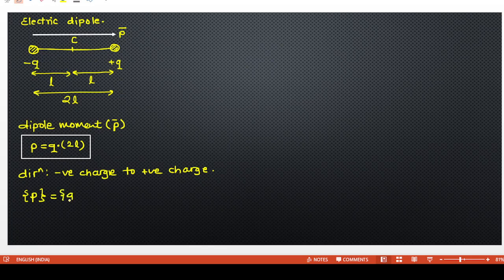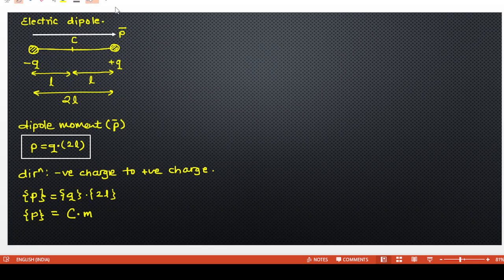Unit of charge multiplied by unit of separation. Charge unit is coulomb and separation unit is meter. So it is coulomb meter. Don't write small c. If you write small c, you will read it as centimeter. No, it is not centimeter, it is coulomb meter. This is the unit of electric dipole moment, coulomb meter.